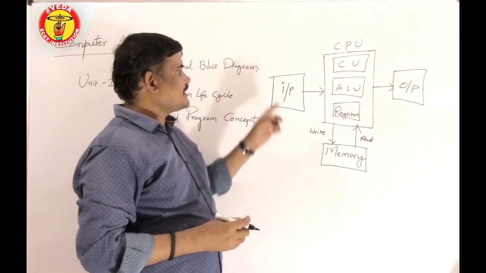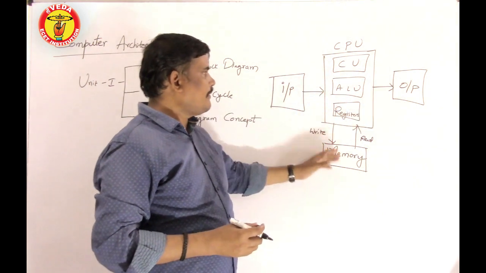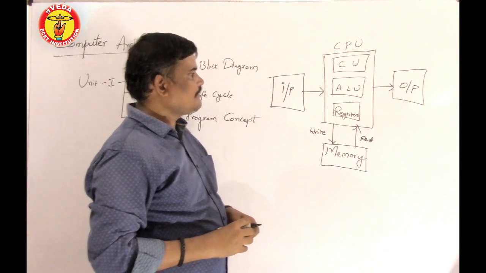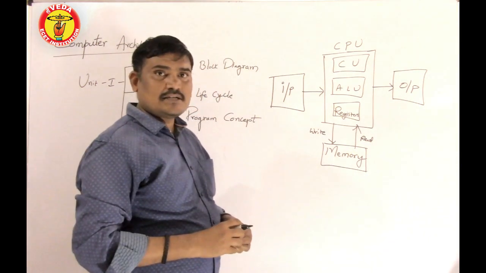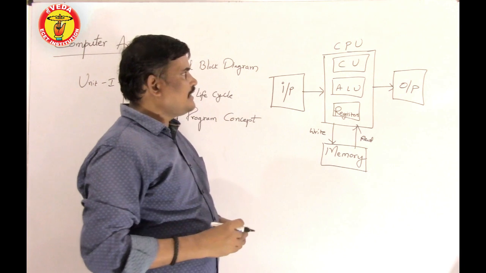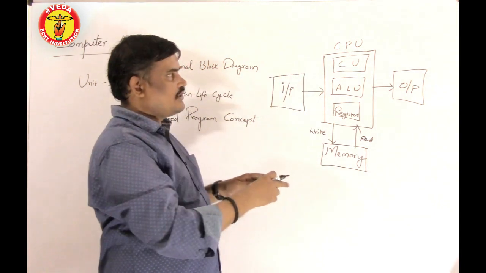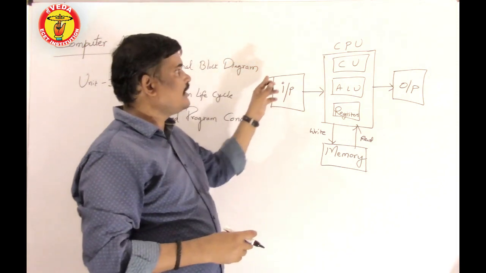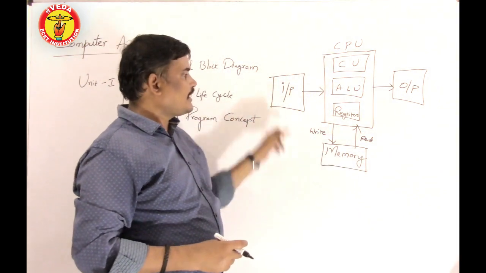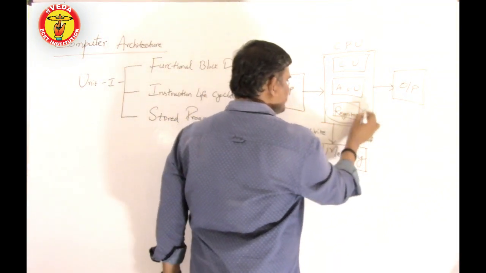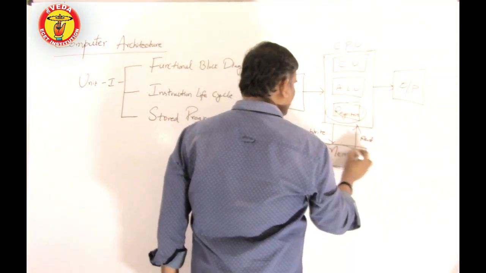So we have the input unit, output unit, memory unit, and the central processing unit with the control unit, arithmetic logic unit, and registers, which can perform read and write operations. So this is the working flow, the functional flow of a computer among the different blocks. And here, if you consider the registers, what is the difference between registers and memory?